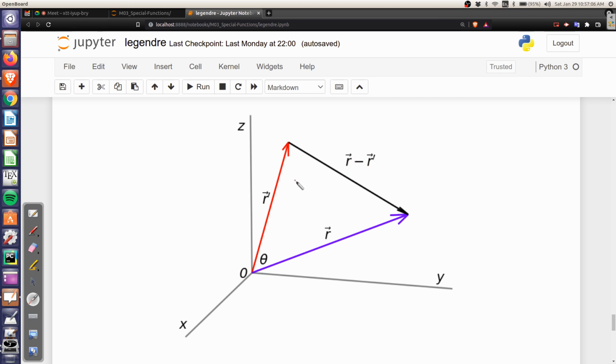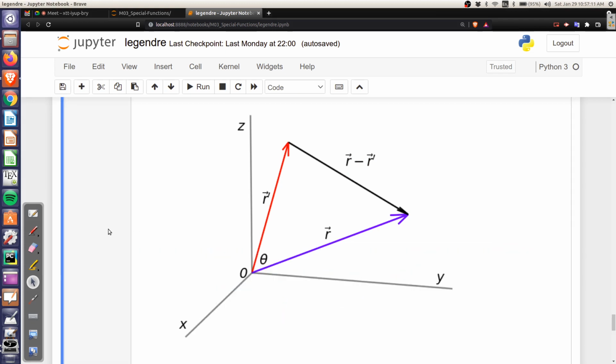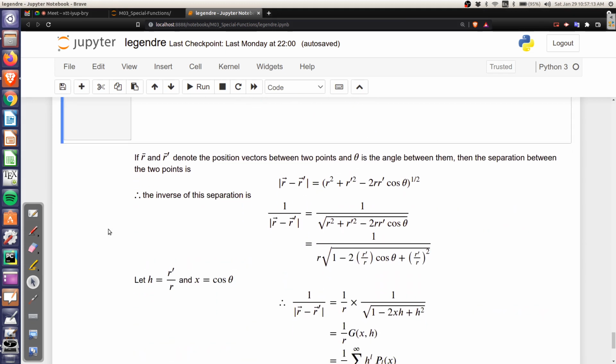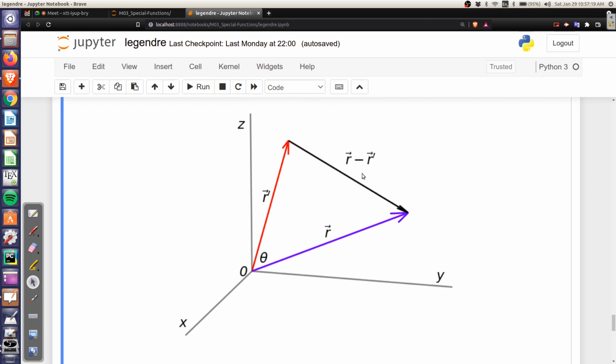Is this fine? Yes, sir. Okay. So if that be the case, then I want to find out what is the separation vector. What is the distance between these 2 points? All I want to find out is the distance between these 2 points.